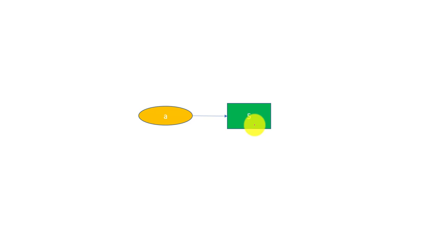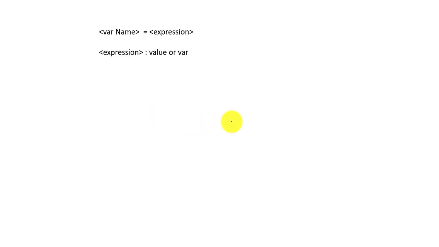Now this memory block is represented by a label. In our example, the label is A. In other words, we can say that the variable A is having the value 5. Now, how to define variables in Python? The syntax is very simple. You just need one statement: variable name, then equal sign, and then the value or expression. This equal sign is the assignment operator in Python.